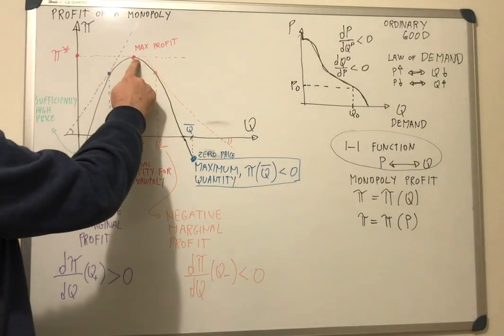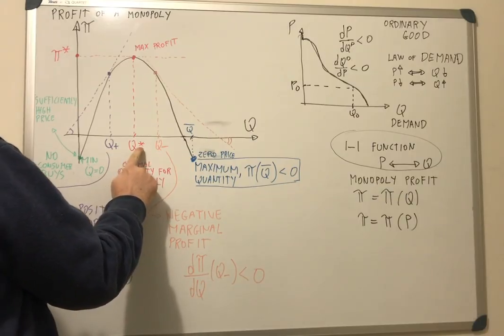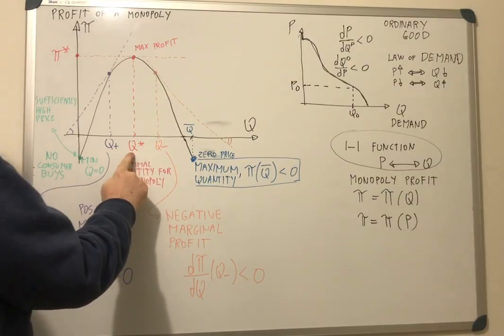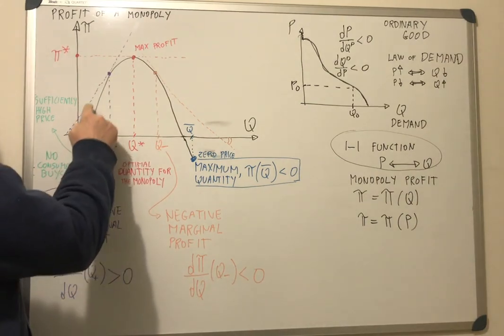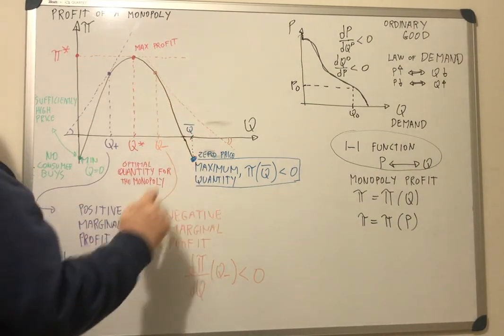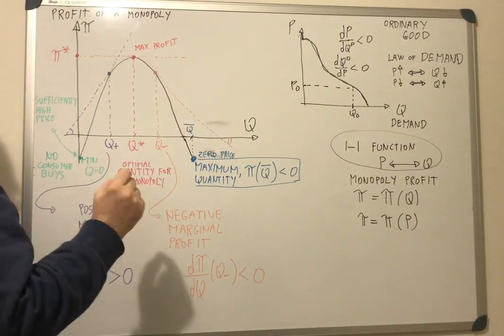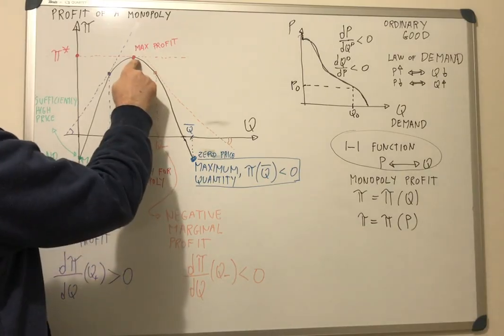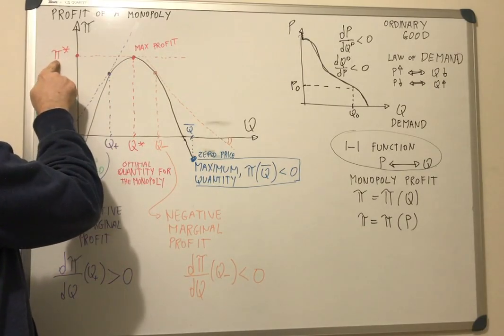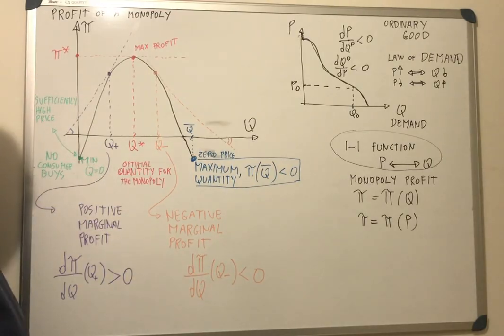This point here in red is associated with this particular choice. Q star is the choice that maximizes the profit of the monopoly. Among all these points on the profit curve, the highest possible is this point here. So if the monopoly is very smart and chooses this Q star, it maximizes and makes this profit level pi star. It's the maximized profit of the monopoly.